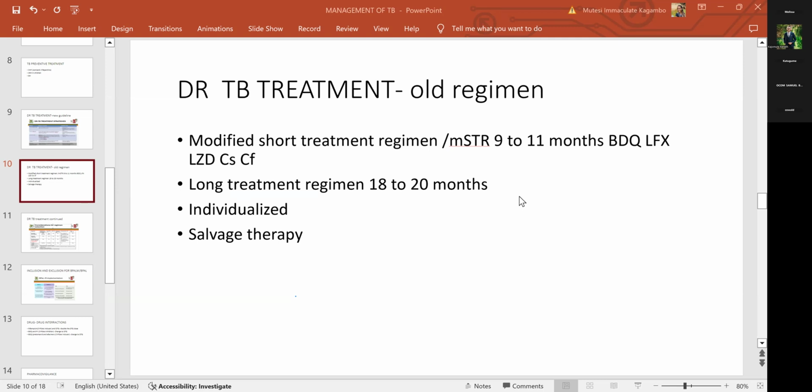We have moved to all oral treatment, 9 to 11 months. Now, this first regimen, the MSTR, has bedaquiline as the mainstay.